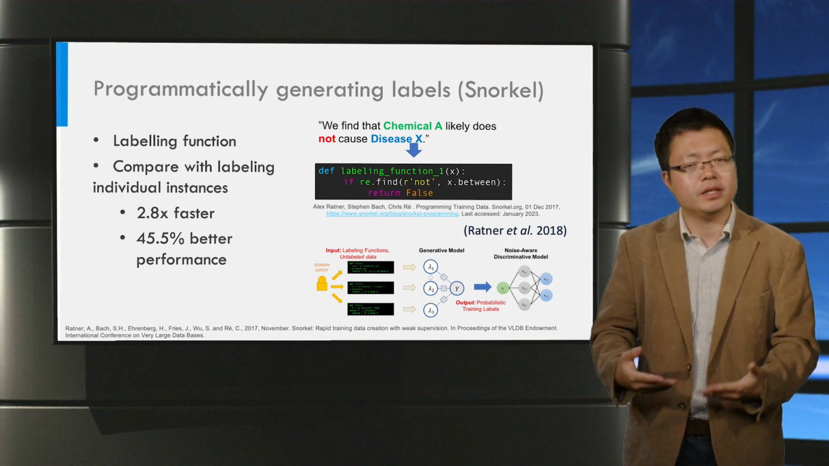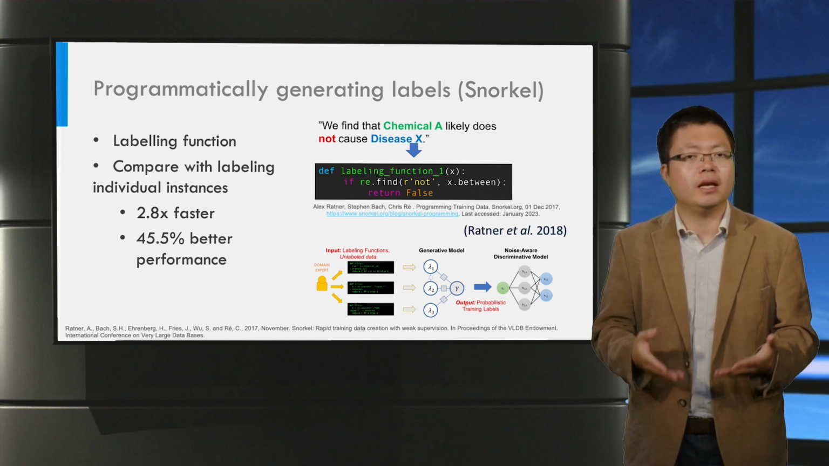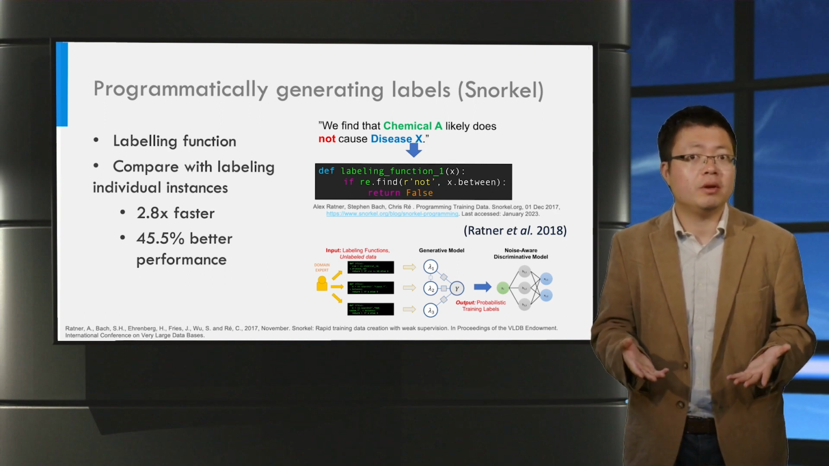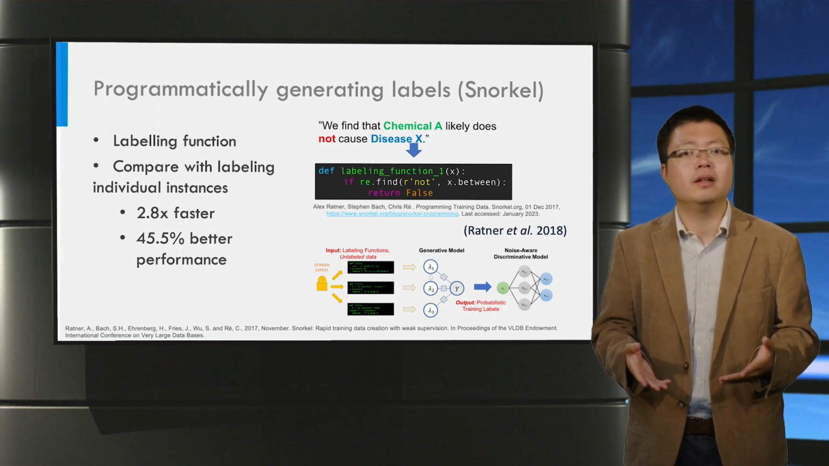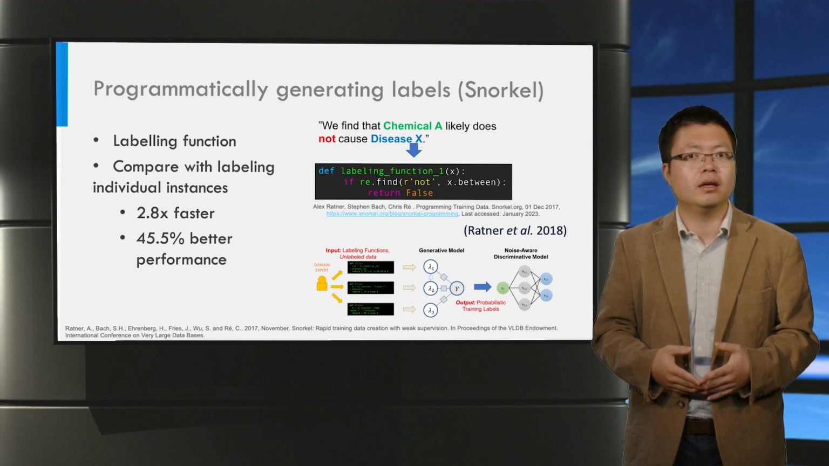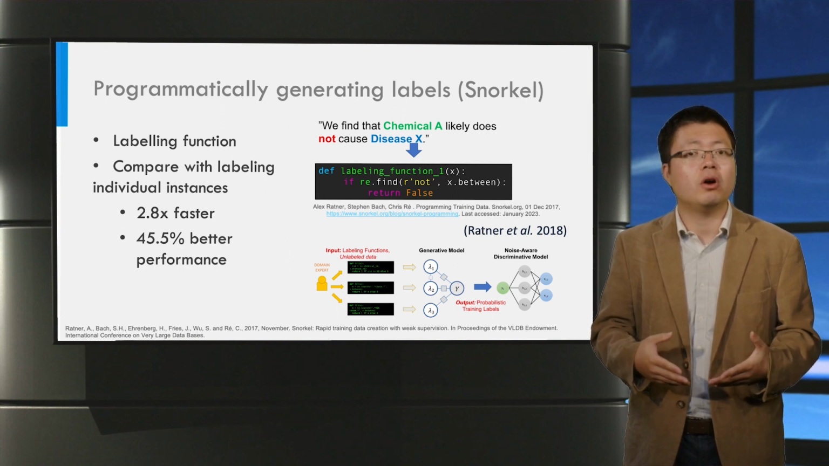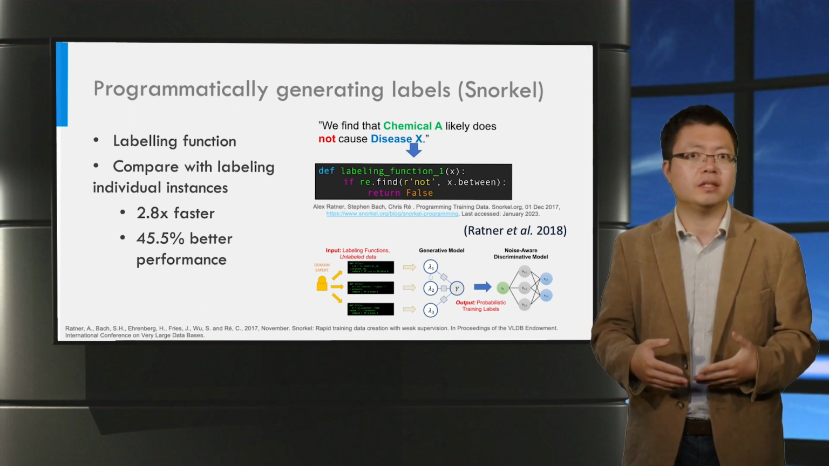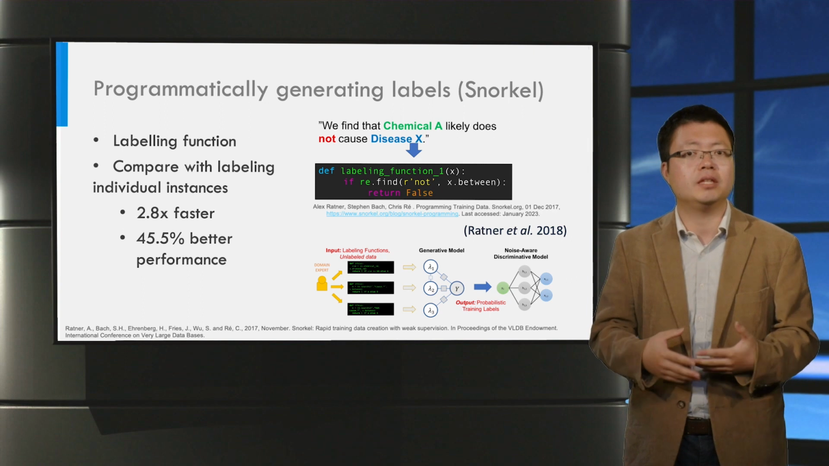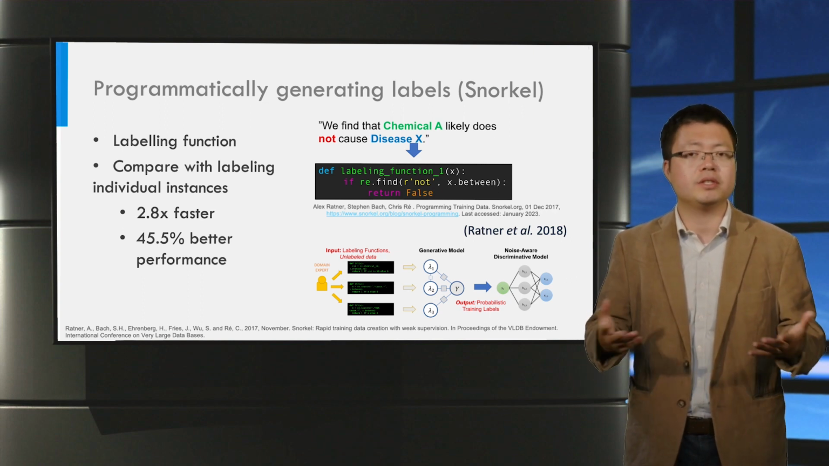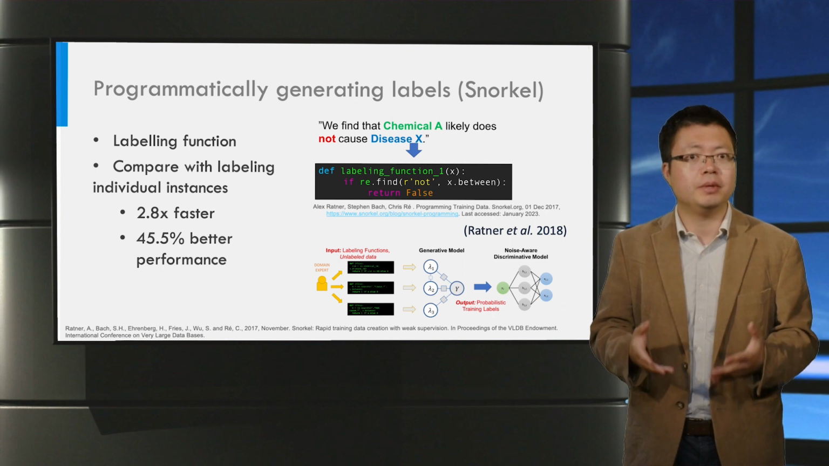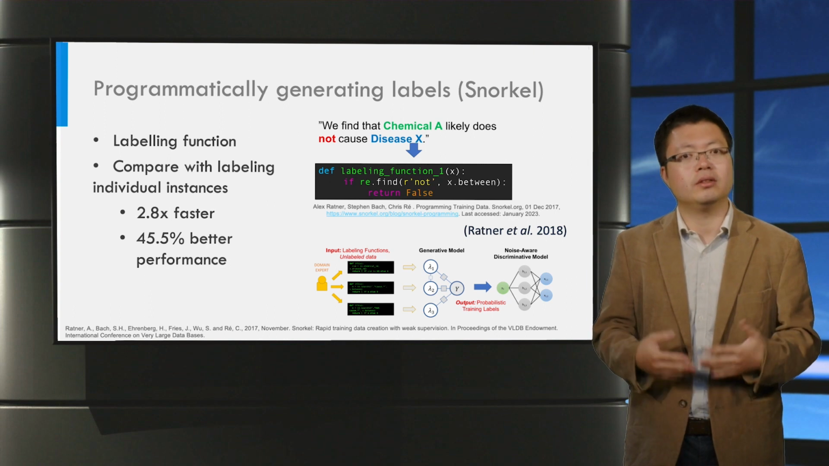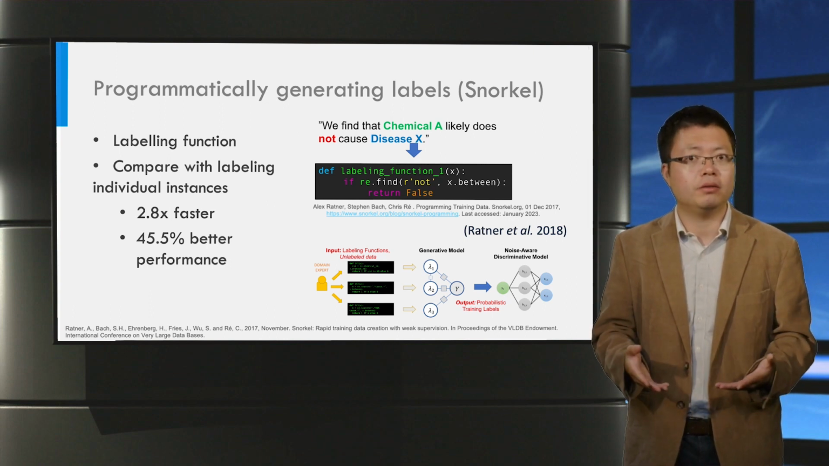Compared to labeling individual instances, this is more efficient. And in fact, in some experiments, researchers have found that this approach is 2.8 times faster than labeling individual instances. And the larger number of labels also results in better model performance. Stanford has recently developed a system that allows us to aggregate many labeling functions by learning the accuracy of individual functions and the correlation between them. This is similar to learning worker reliability. But here, the target is to find the reliability of labeling functions.